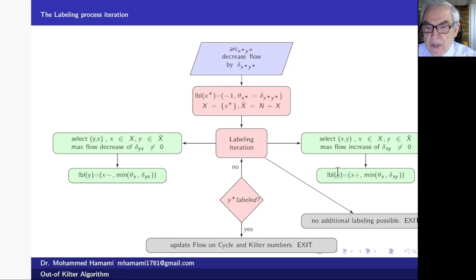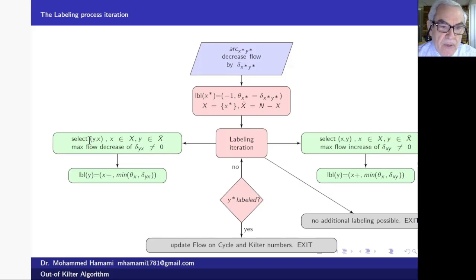If it's not 0, then I label y with two things. One is that I label it from x, and it's plus because it's a forward arc, which reminds us this is a forward arc. And then I take the minimum of delta of x and delta of xy. Now y is labeled, so it becomes a red node. We also look at backward arcs, that is, an arc yx where the destination is labeled and the origin is not. Here we have to decrease the flow, and the table tells us that I could decrease it by as much as delta yx, which is not 0.